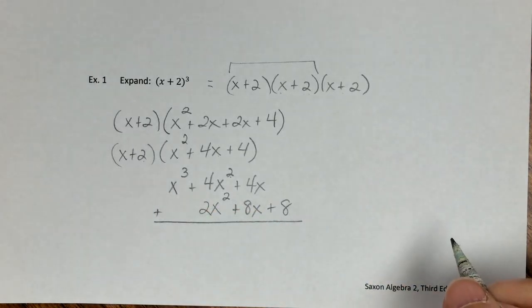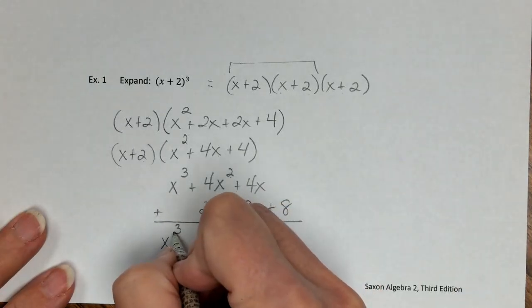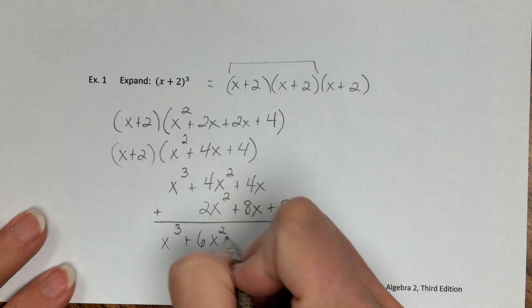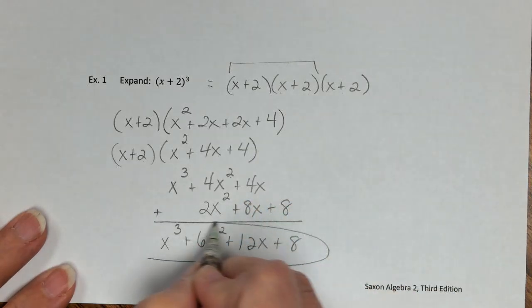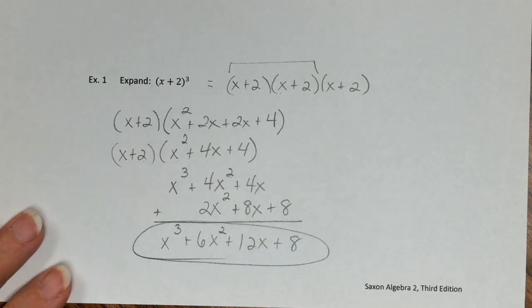And then I just add these up. That's x to the third plus 6x squared plus 12x plus 8. And we're done. That's all there is to that. What's next?